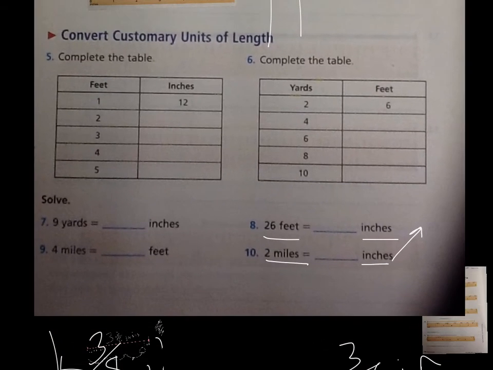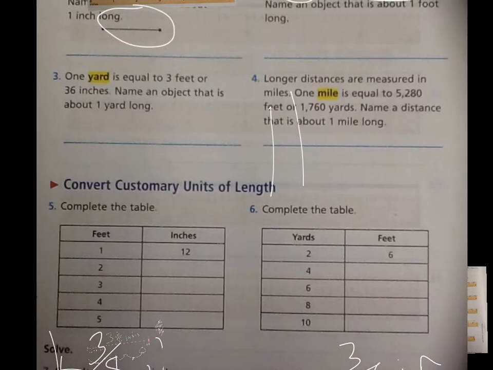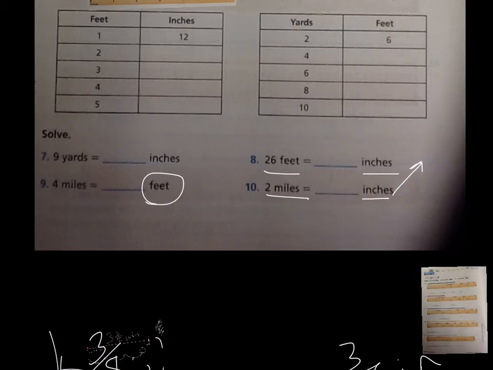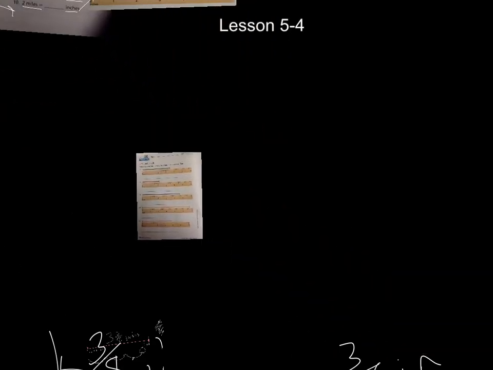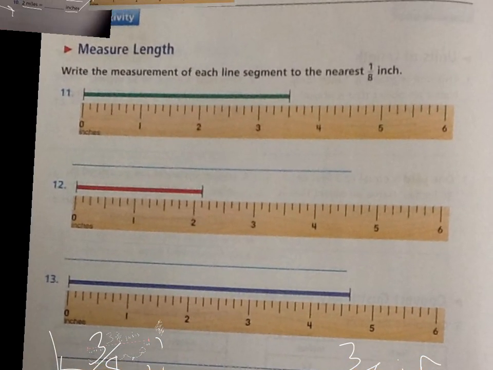Here you know how many feet are in a mile. It tells you up top. There are 5,280 feet in a mile. So 5,280 feet equals 1 mile. And if you have 4 miles, then you're multiplying that by 4. So you must multiply that by 4. And then here you have to do a little transitioning. So let me get this page out of the way. You can work on that on your own. And then here's our friendly rulers.